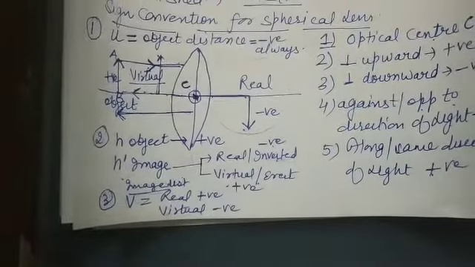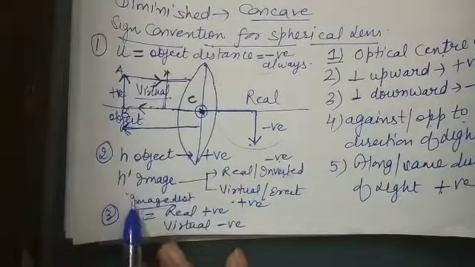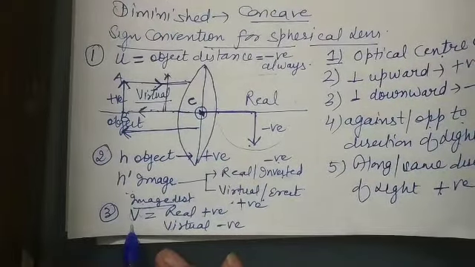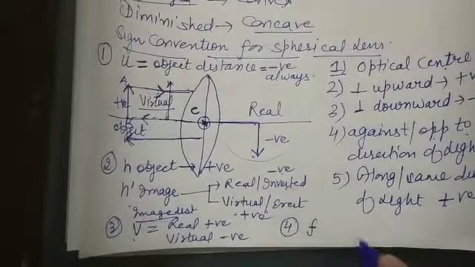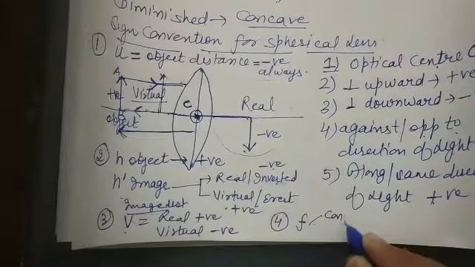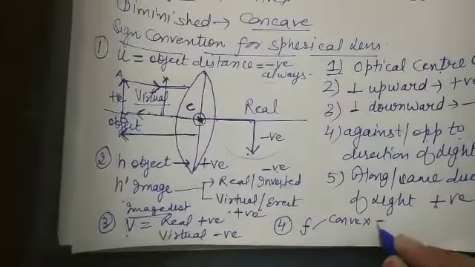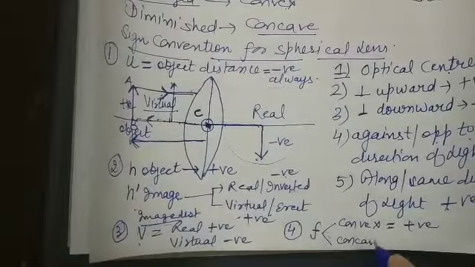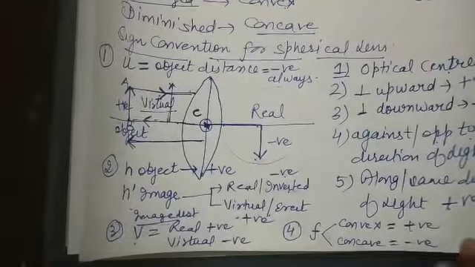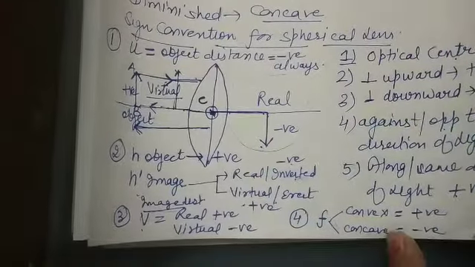Okay. So the sign convention regarding object, height, and image distance is over. Now what about F? F is the focal length. For convex, as we have done in mirrors, same here. Convex focal length is positive, and for concave focal length is negative. Okay. So these are the various sign conventions that you must follow for numerical purposes.